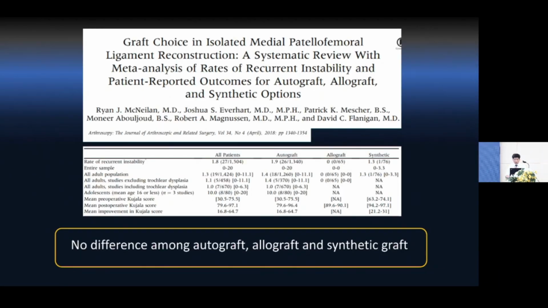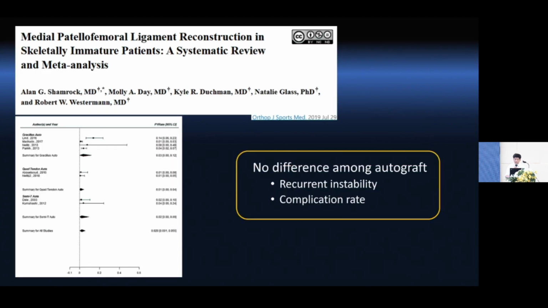About the graft selection, we have a meta-analysis of recurrent instability rate and patient-reported outcomes among autograft, allograft, and synthetic graft, and it found no difference among them. In autograft studies, comparisons were made among gracilis, quadriceps, and semitendinosus tendon, and no difference was found in recurrent instability or complication rate.